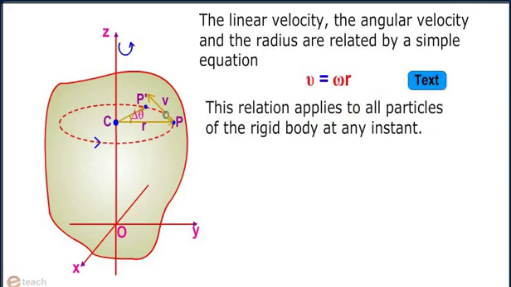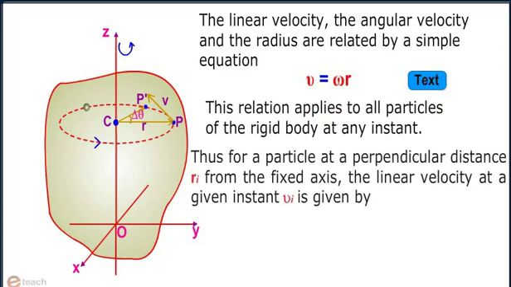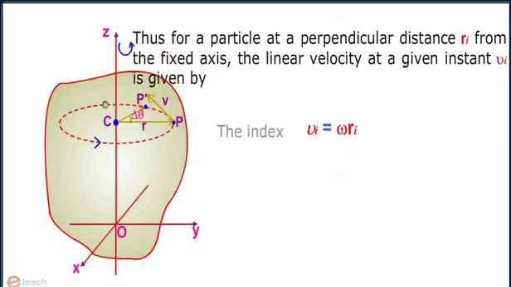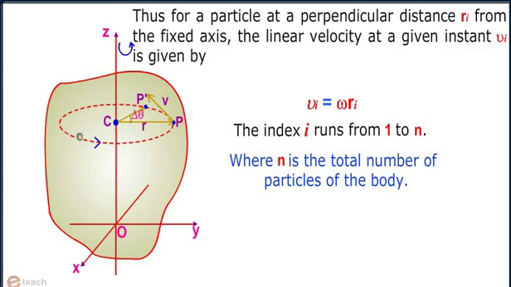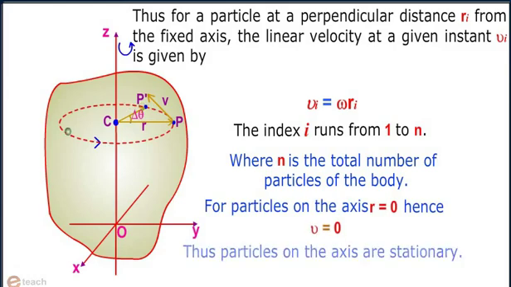This relation applies to all particles of a rigid body at any instant. Thus, for a particle at a particular distance ri from the fixed axis, the linear velocity at a given instant vi is given as vi equals omega ri, where index i runs from 1 to n, where n is the total number of particles of the body. For a particle on the axis, r equals 0 and hence v equals 0. Thus, particles on the axis are stationary.